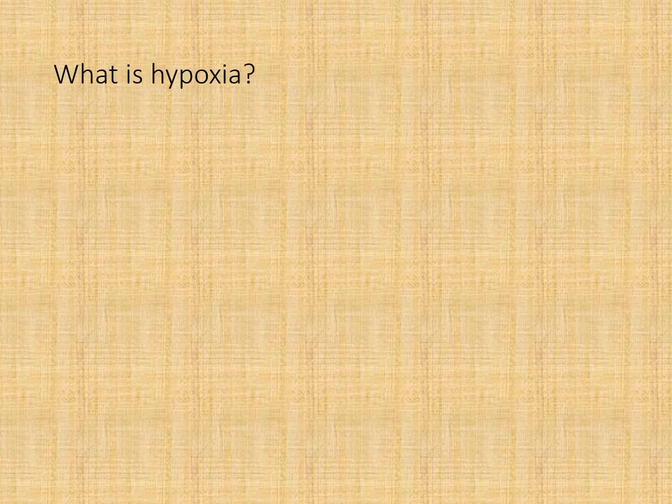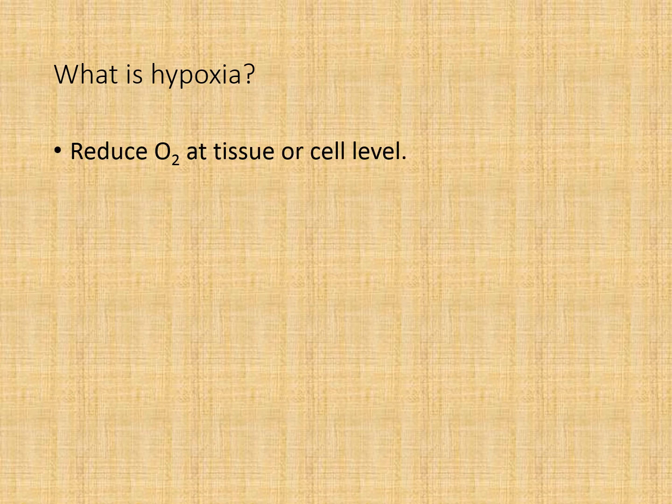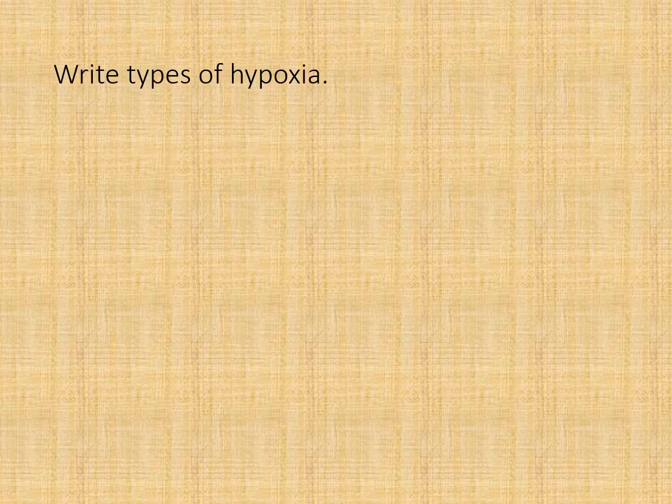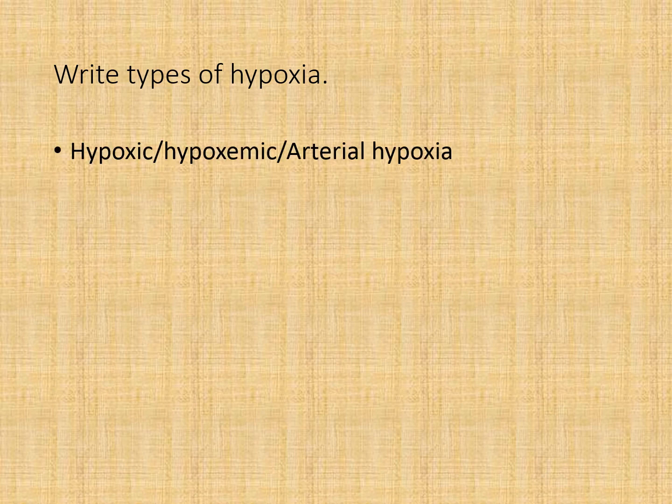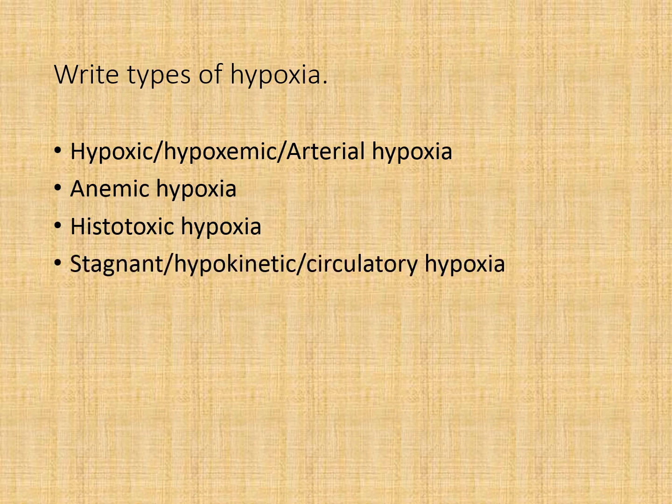What is hypoxia? Reduced oxygen at tissue or cellular level is known as hypoxia. Write types of hypoxia. First, hypoxic hypoxia or hypoxemic hypoxia or arterial hypoxia. Second, anemic hypoxia. Third, histotoxic hypoxia. And fourth, stagnant, hypokinetic or circulatory hypoxia.